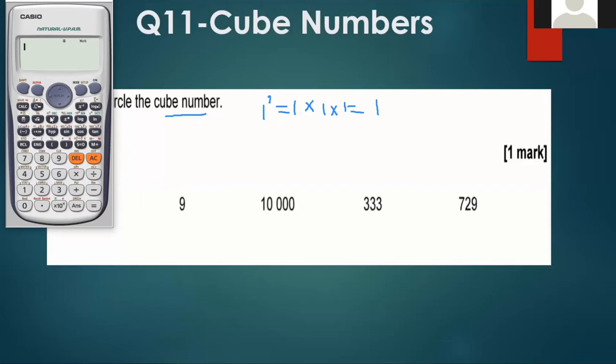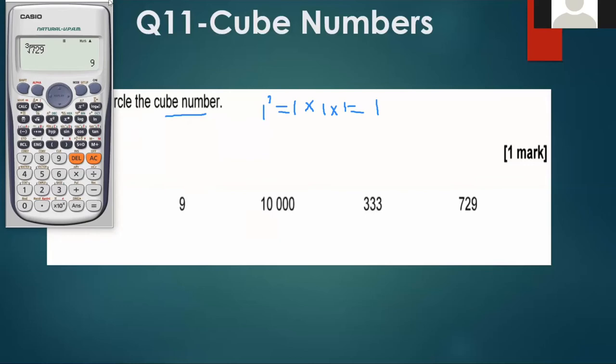Okay, the next one, guys, so shift and then press that root button. The cube root of 10,000 gives us a decimal answer. So it can't be 10,000. The next one, guys, the cube root of 333 is, again, a decimal answer. So therefore, that confirms that the cube root of 729 has to give us a whole number.